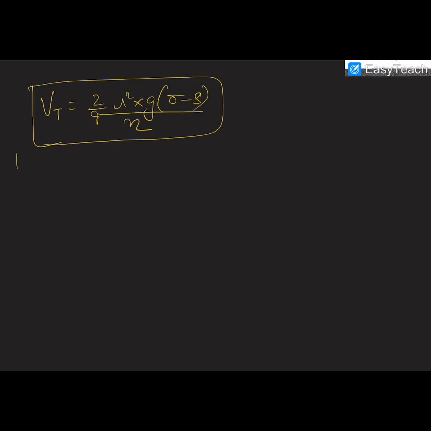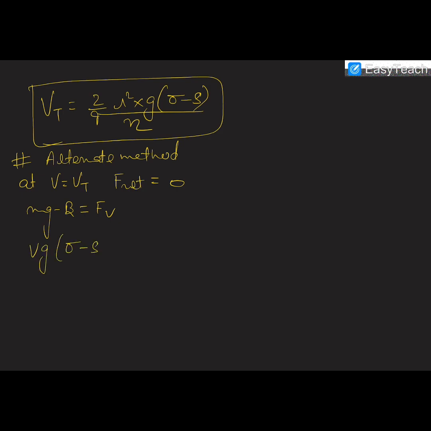Now if in case you forget the formula of terminal velocity in the exam, you don't need to derive it in such a long derivation. You can do an alternate method, which is a shorter method, but this method is only to derive the terminal velocity. So we know that when v is equal to v terminal, the net force acting on the ball will be zero. So mg minus buoyancy will be equal to viscous force, and mg minus buoyancy will be Vg into sigma minus rho, and viscous force is 6 pi eta r v.